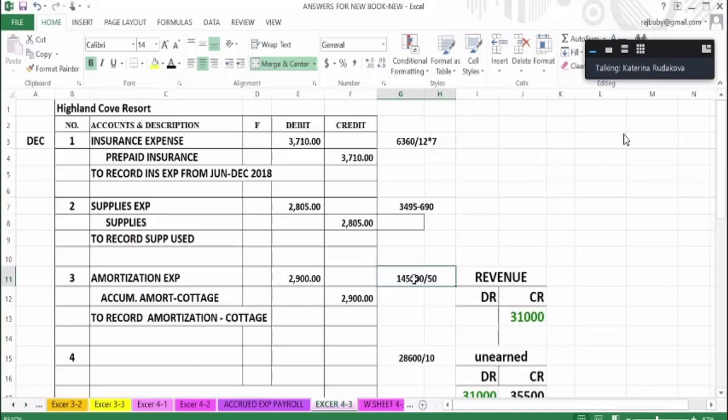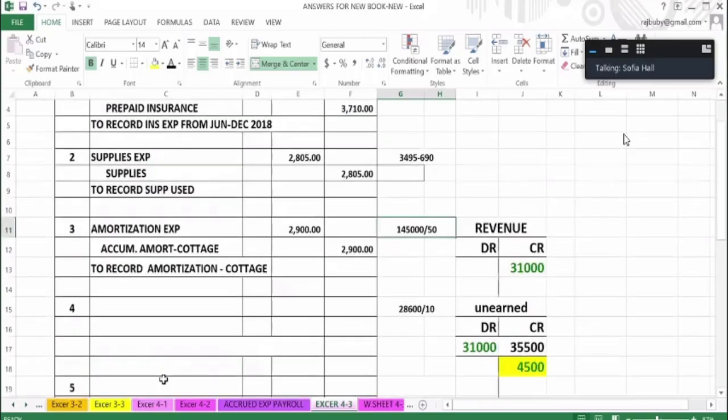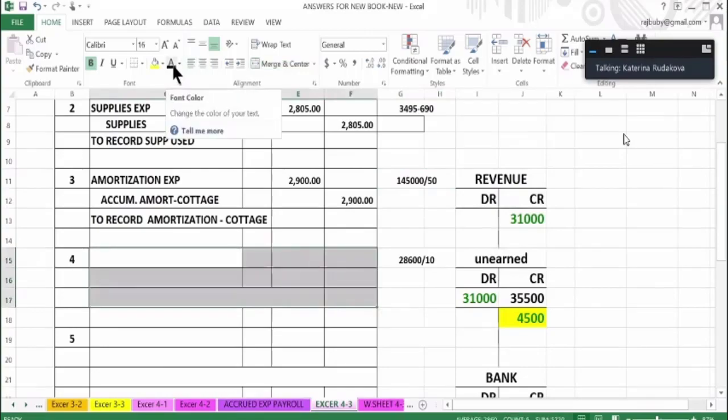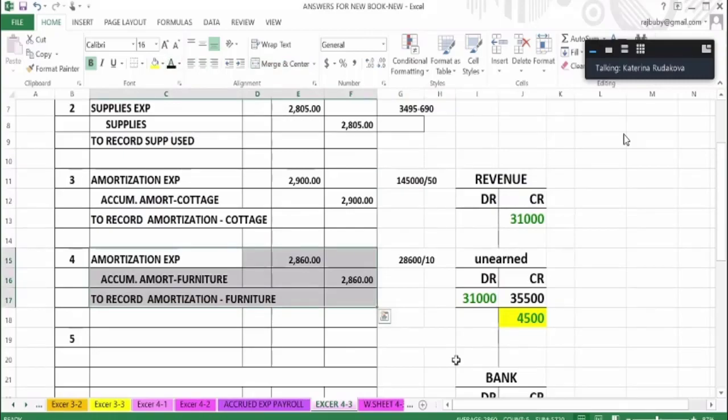Okay, furniture. The furniture had an estimated useful life of 10 years. Let's divide 28,600 by 10. And we credit accumulated amortization furniture. And we debit, oh, we debited. And we credit accumulated amortization furniture.